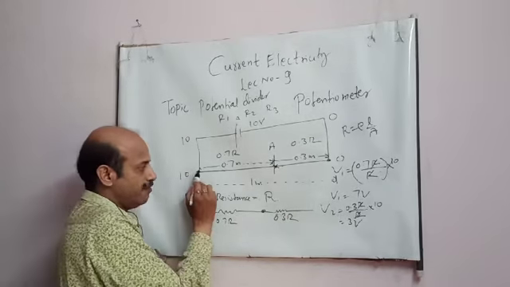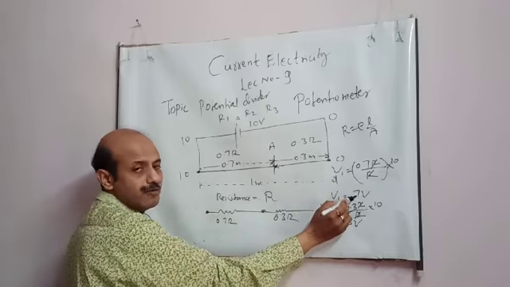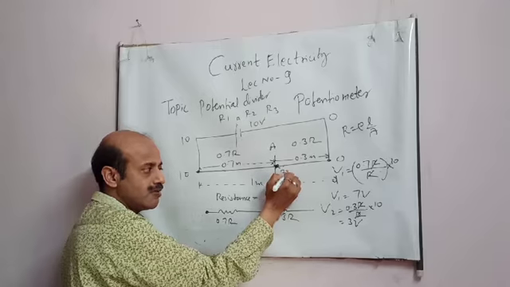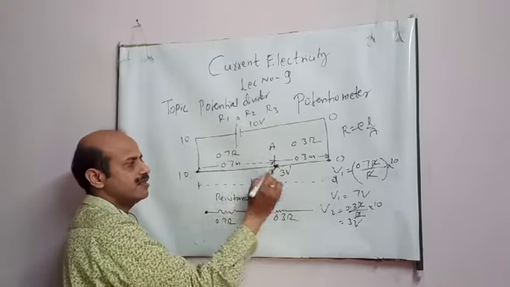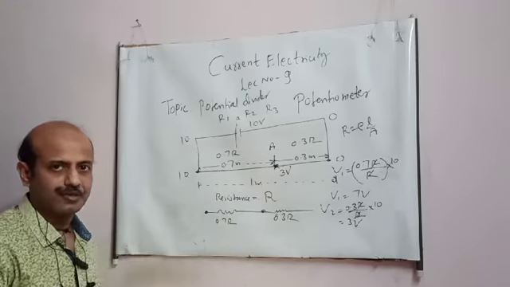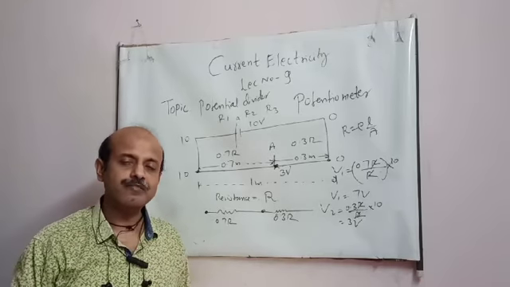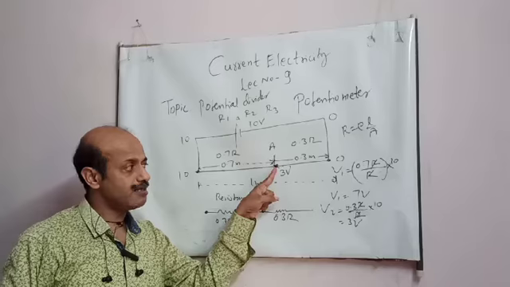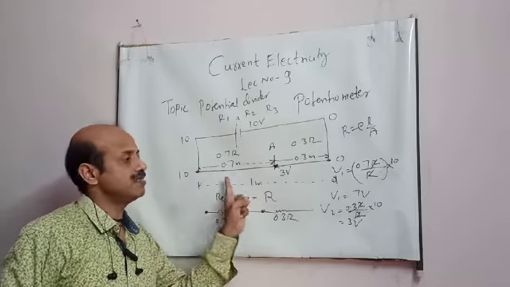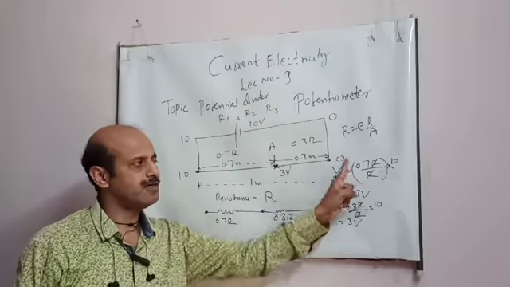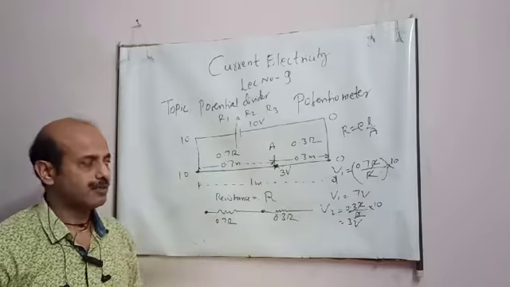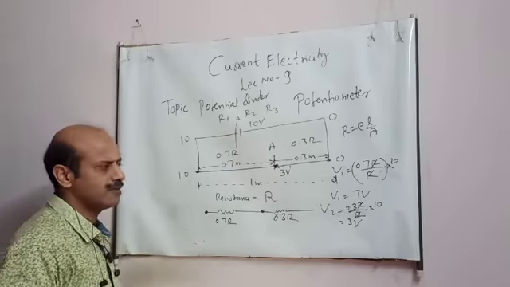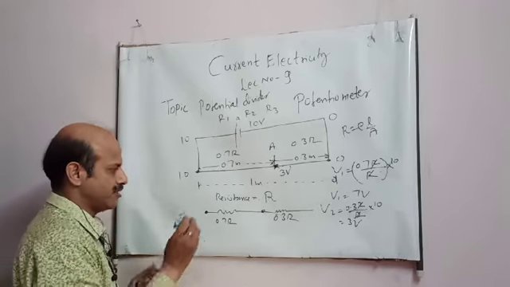Now, one more thing. The potential difference between these 2 points is 7 volt. This means the potential here is 3 volt. This you have to understand. 10 minus 3 is 7. Generally students make a mistake: they write 7 here. No. The potential here is 3. The difference is 7, which can be found by the potential divider formula. This is the basic thing you have to understand. Now I can find the potential at any point.